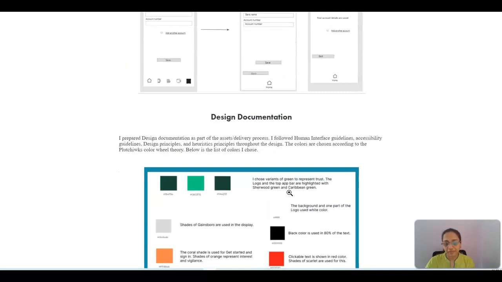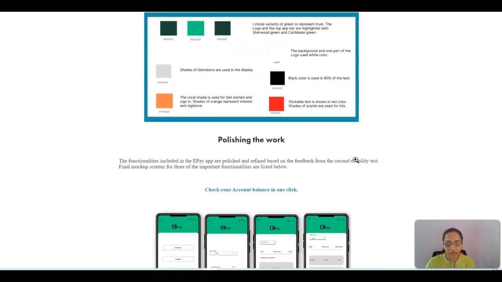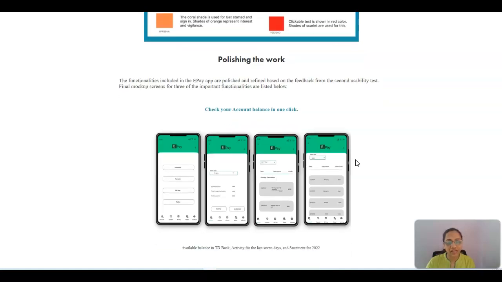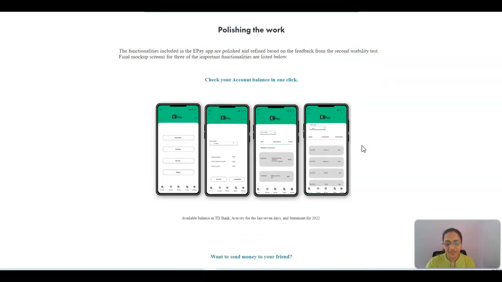After that, I prepared the design documentation, and during it I followed the human interface guidelines, accessibility guidelines, design principles, and heuristic principles. The colors were chosen based on the Plutchik color wheel, and below is the list of colors that I chose for my application. After the feedback from the second usability test, my app was polished, and some of the screens were refined. Listed below are some of the new screens done after the test.